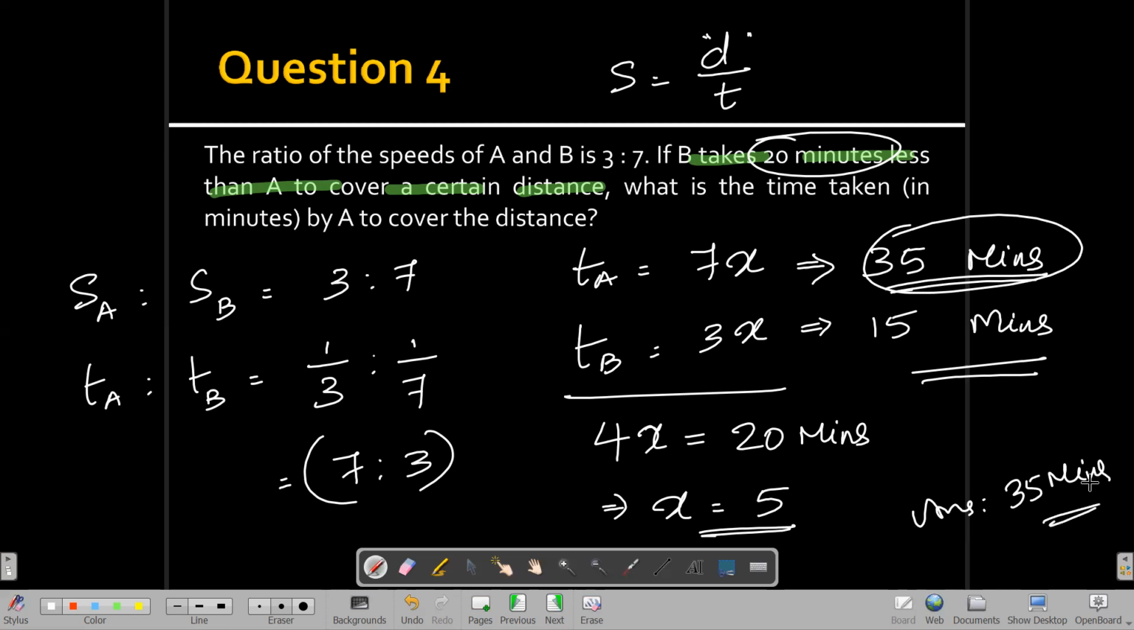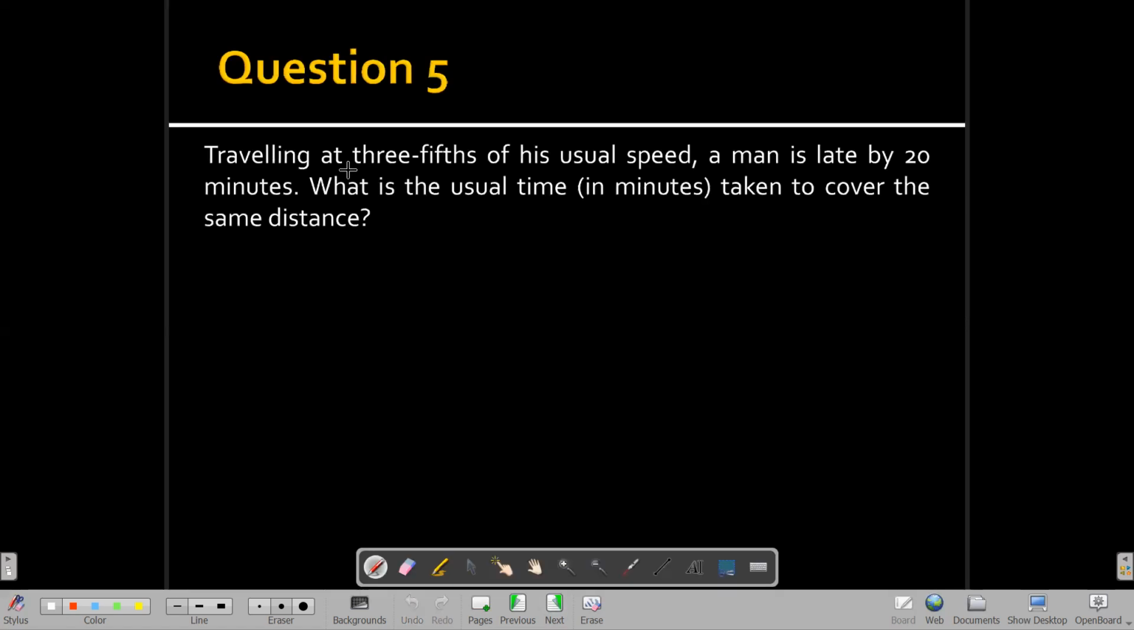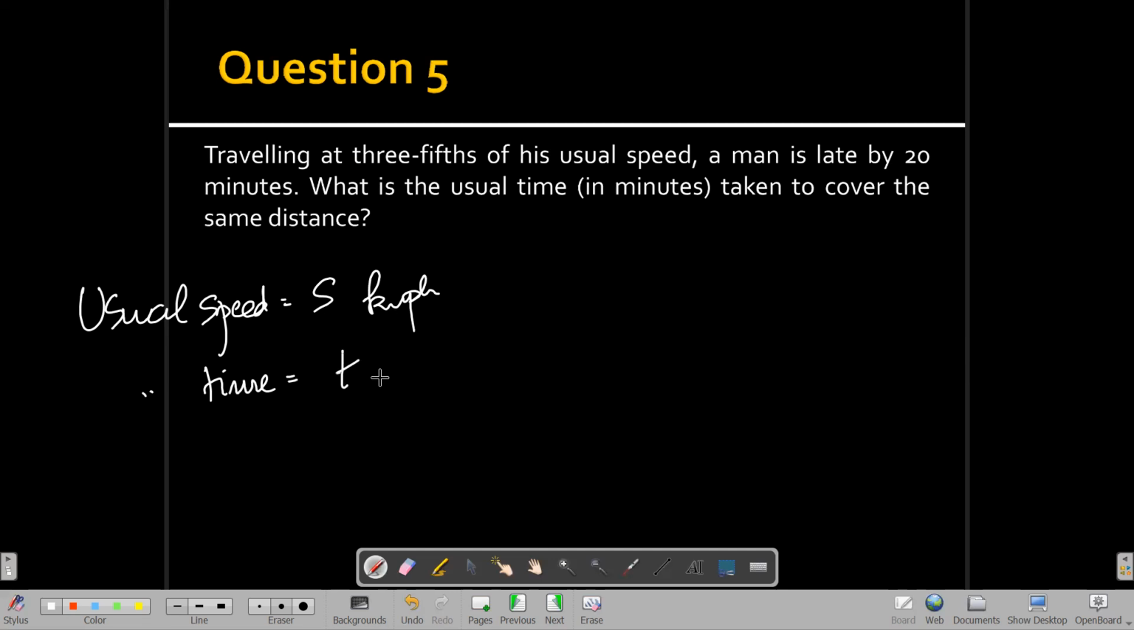All right. Now, let us consider the next question. Traveling at 3/5 of the usual speed, a man is late by 20 minutes. Let us assume the usual speed be equal to s kilometers per hour. And the usual time, let that be equal to t hours. So traveling at 3/5 of the usual speed, you are reducing the speed here, which means he will be taking more time to reach the destination. So this man is late by 20 minutes.